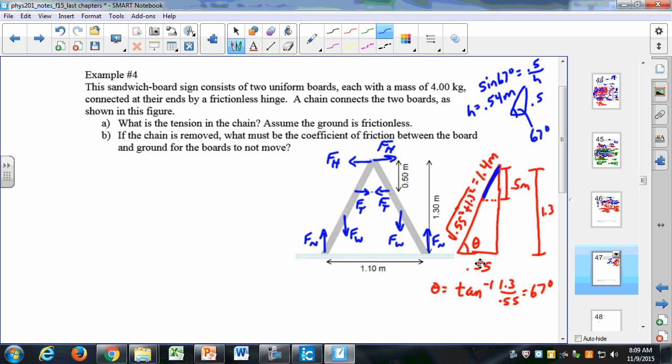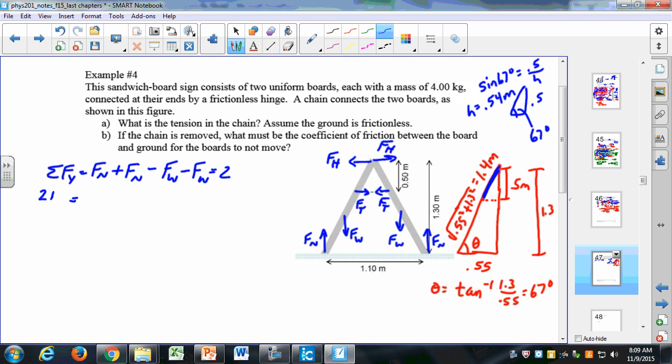If I want to find first the normal force, which I'll need to know, that's going to be fairly straightforward because I know the weights of these two planks, and I know the normal forces are also in the y direction, and all these other forces are in the x direction. So if I want to find the normal force, I just say the sum of the forces in the y direction. So let's go ahead and do that. The sum of the forces in the y direction are going to be Fn plus Fn minus Fw minus Fw. That's all equal to 0.